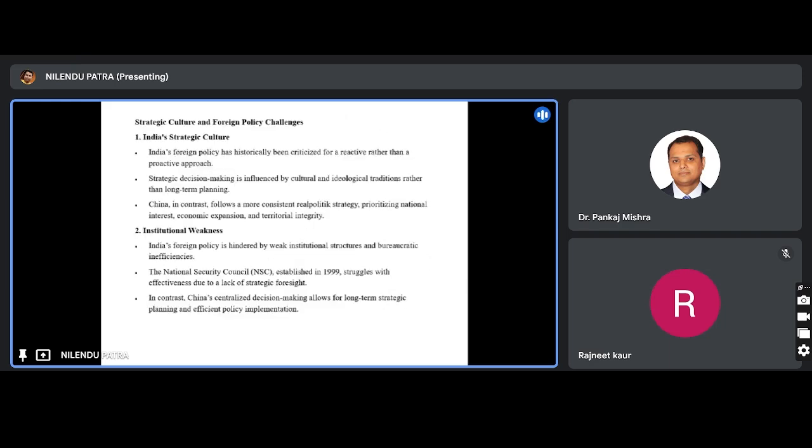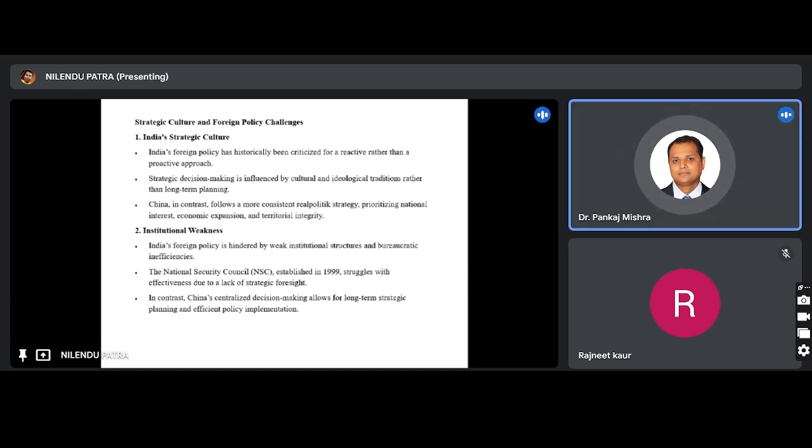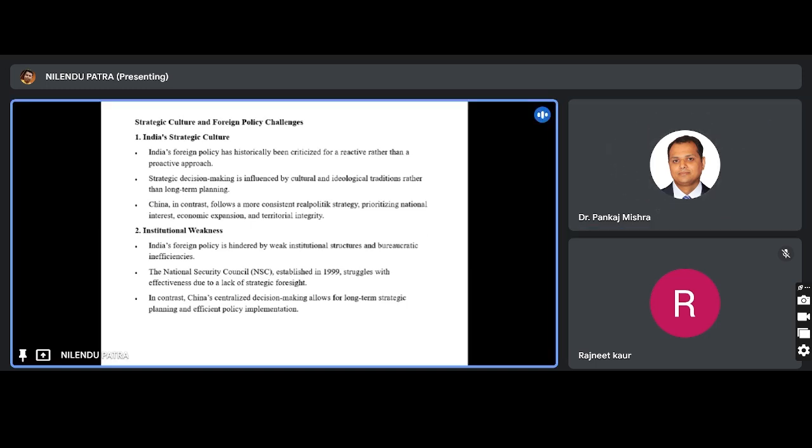Strategic culture and foreign policy challenges. India's strategic culture: India's foreign policy has historically been criticized for a reactive rather than a proactive approach. Strategic decision making is influenced by cultural and ideological traditions rather than long-term planning.